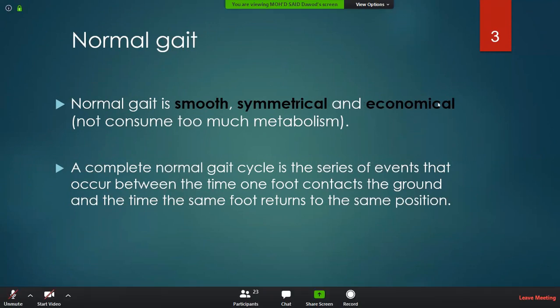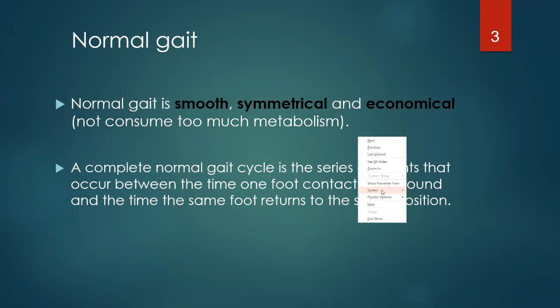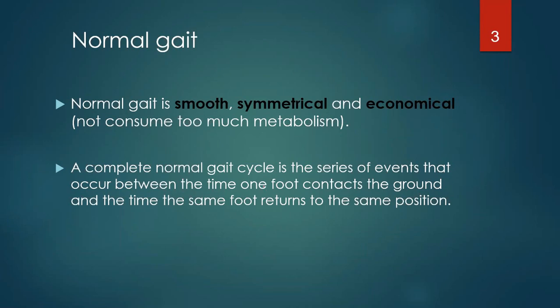I have to emphasize the economical. It doesn't consume too much metabolism. Every step has its own ATPs, so we don't want to consume the ATPs as much as possible. A complete normal gait is the series of events that occur between the time one foot contacts the ground and the time the same foot returns to the same position. And that is called the gait cycle or the stride.